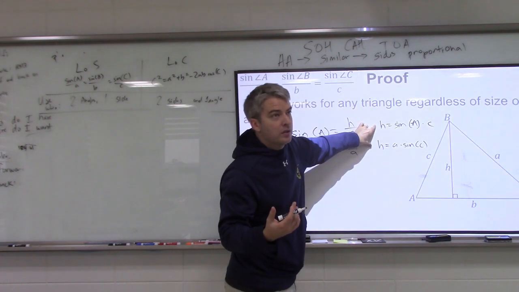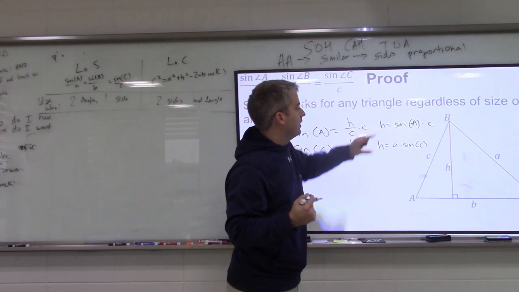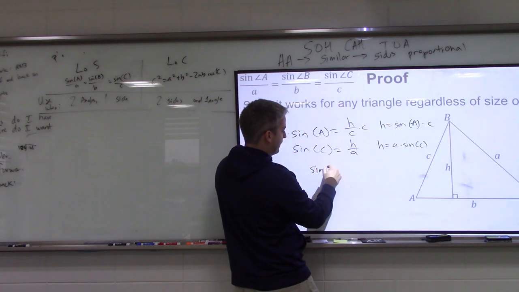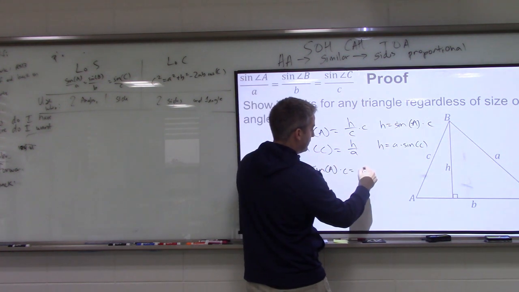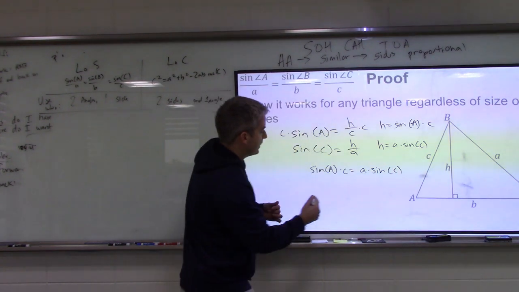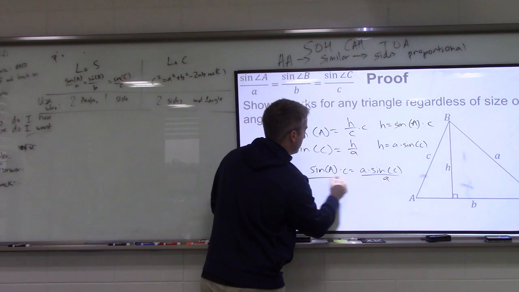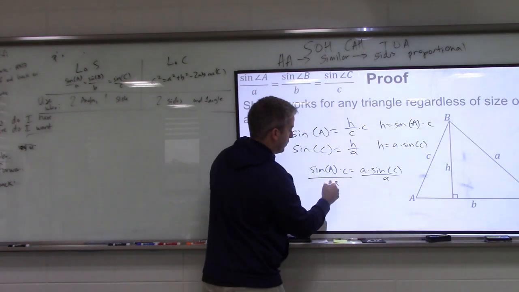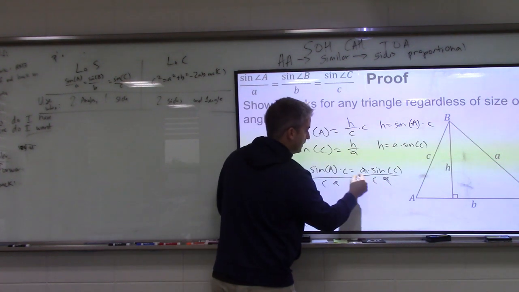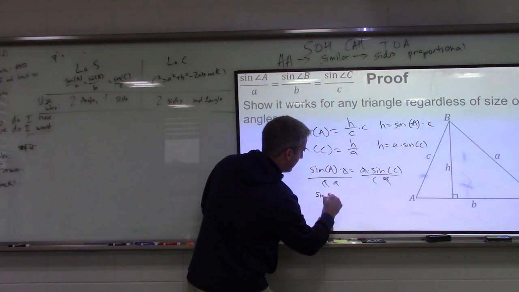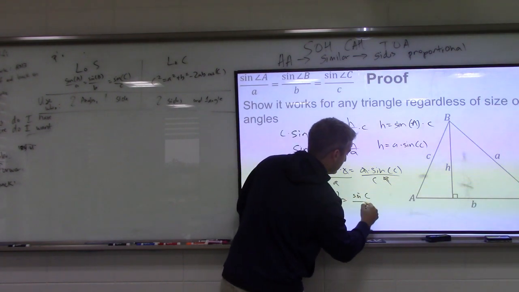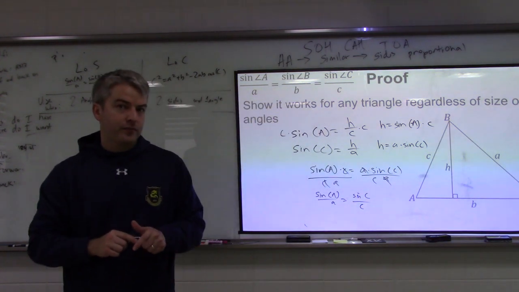So what's that magic word? Transitive. Both equal to h, so they're equal to each other. Sine of A times C is equal to A sine of C. Do a little bit of rearranging: divide both sides by A, cancel, cancel. Then divide both sides by C, cancel, cancel. We get sine of A over A is equal to sine of C divided by C.